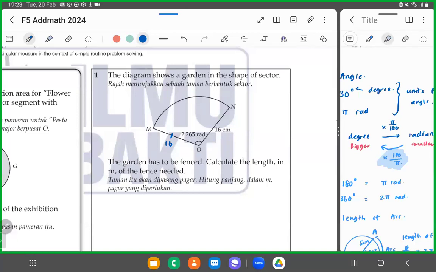So this one is still easy, right? 16, 16. You will need to find this arc only, the length of the arc. So that means it will be the perimeter, the length for the fence. Perimeter equals 16 plus 16 plus r theta. Okay, try to find the perimeter.